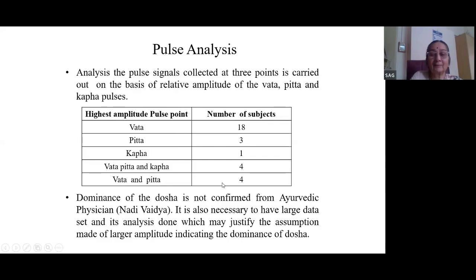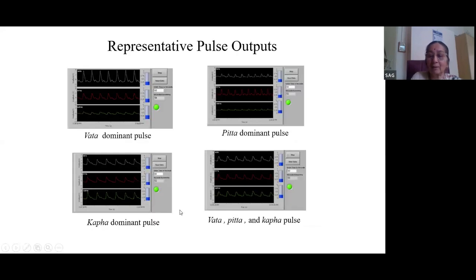Vata-Pitta dominant were 4. So disease may be there in all these, but in those 4, if the amplitudes of Vata, Pitta, and Kapha are the same, the patient is diagnosed to be healthy. As I said, the dominance of the dosha is not yet confirmed by the Ayurvedic person.